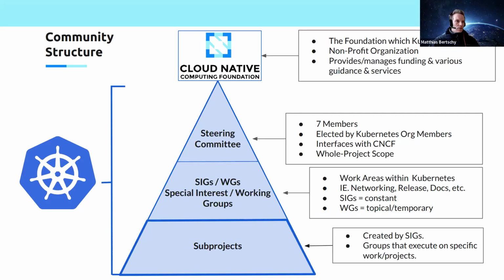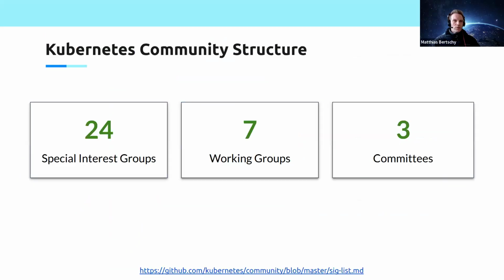And then within each SIG, because some SIGs can be very broad in scope, they can be broken down into sub-projects. So currently, there are 24 special interest groups, 7 working groups, and 3 committees in the Kubernetes community.